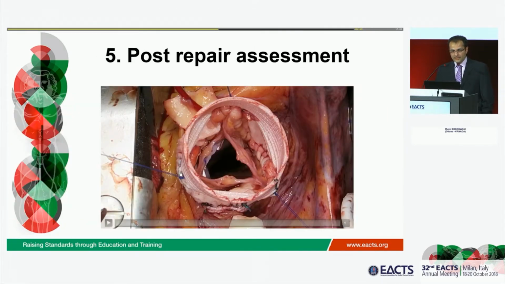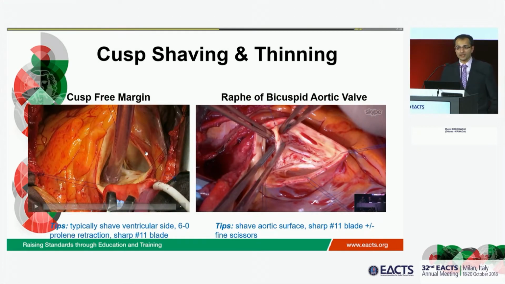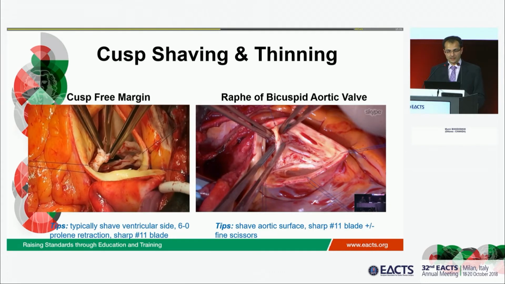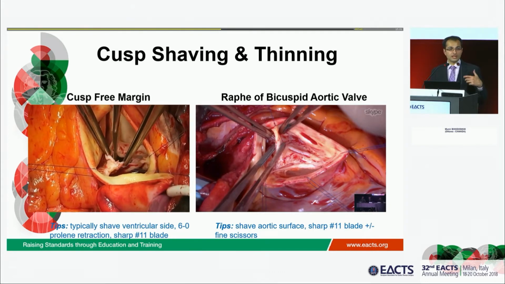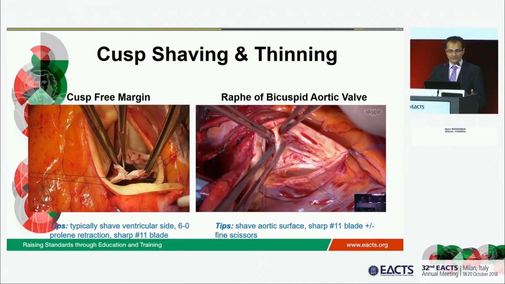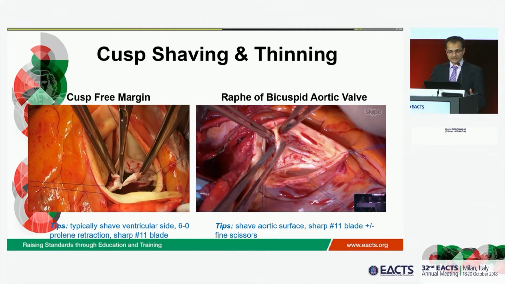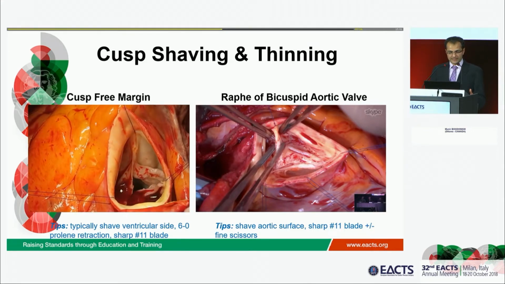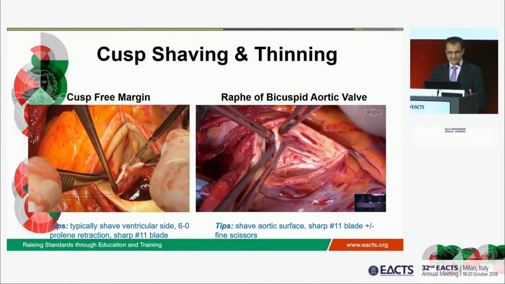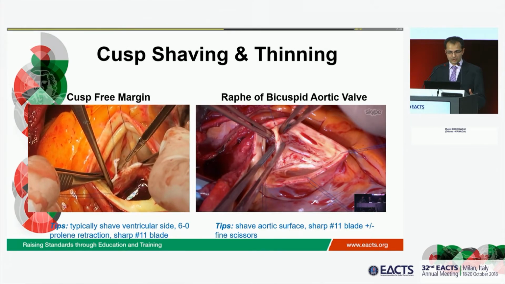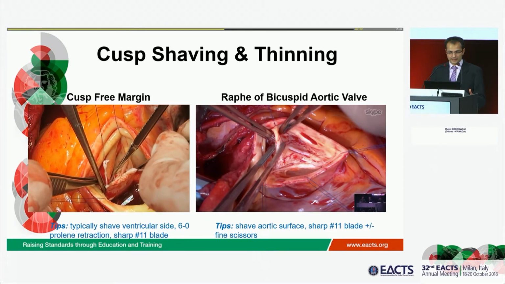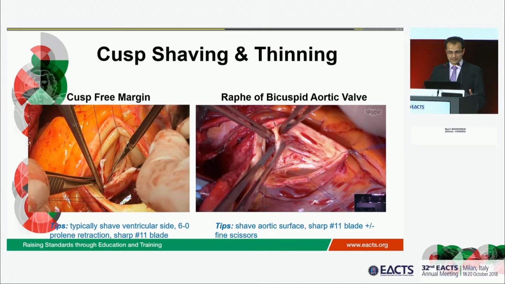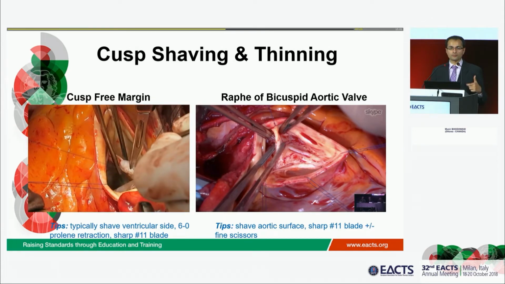There are adjunctive techniques for cusp repair. I will not go into all of them, but shaving and trimming of the cusp is something that can be useful in patients who've had chronic regurgitation, who have thickening of the free margin. This can be performed by placing a 6-0 Prolene suture along the thickened portion, typically on the ventricular side, and sharply excising the excess cusp. This renders the cusp much more pliable and amenable to interventions like free margin plication.